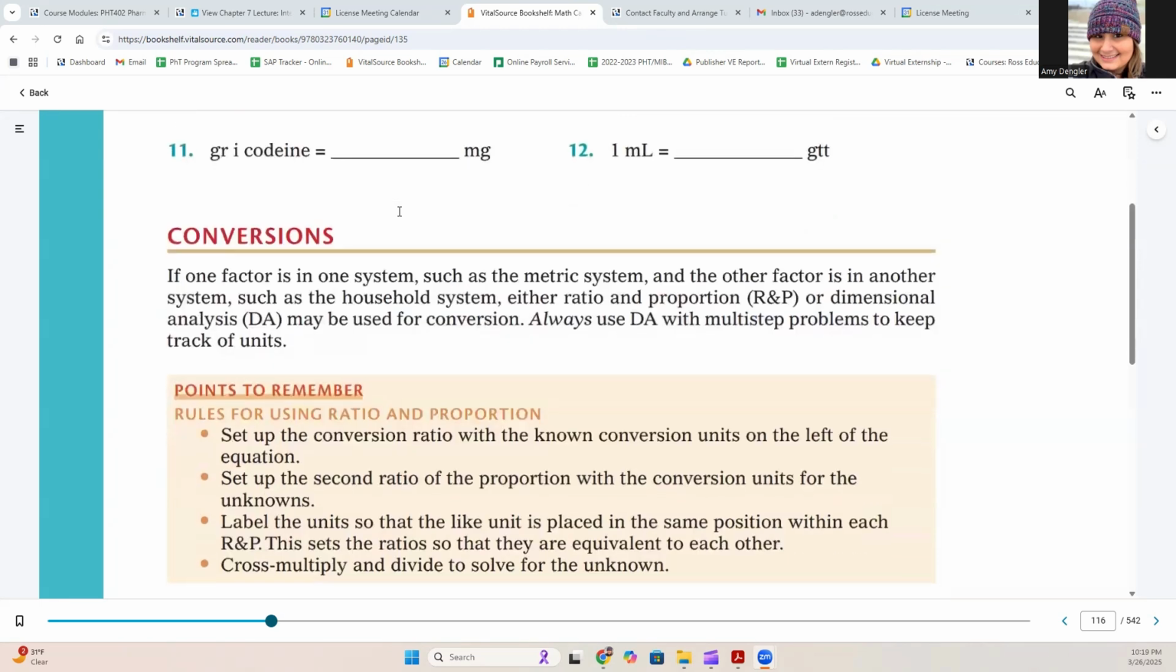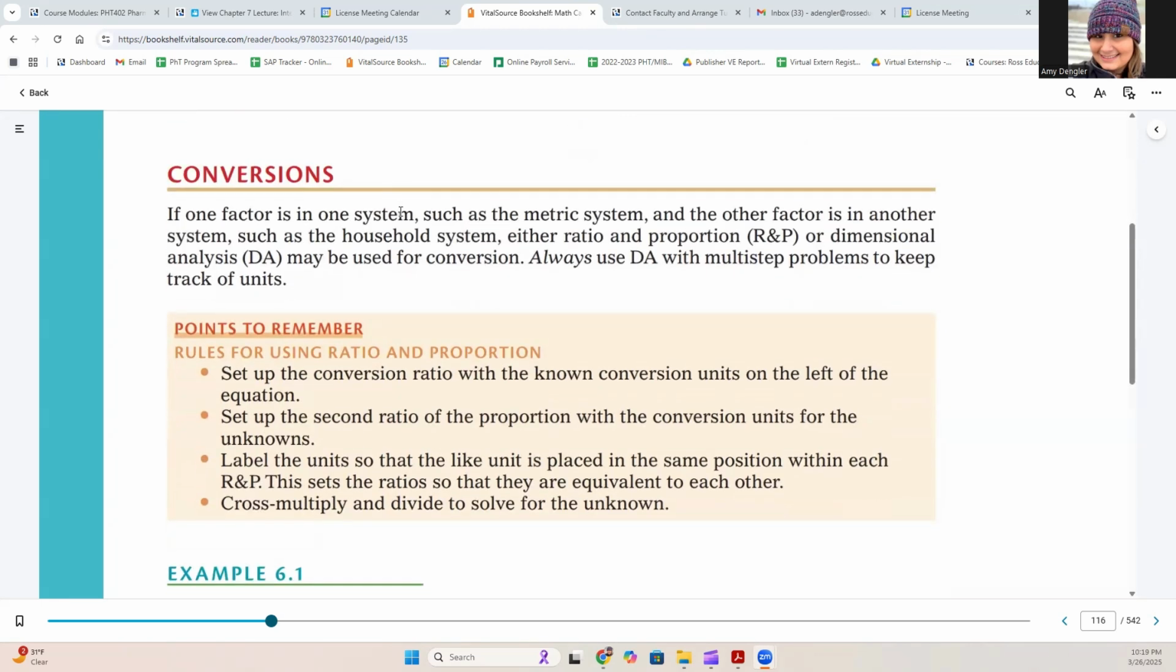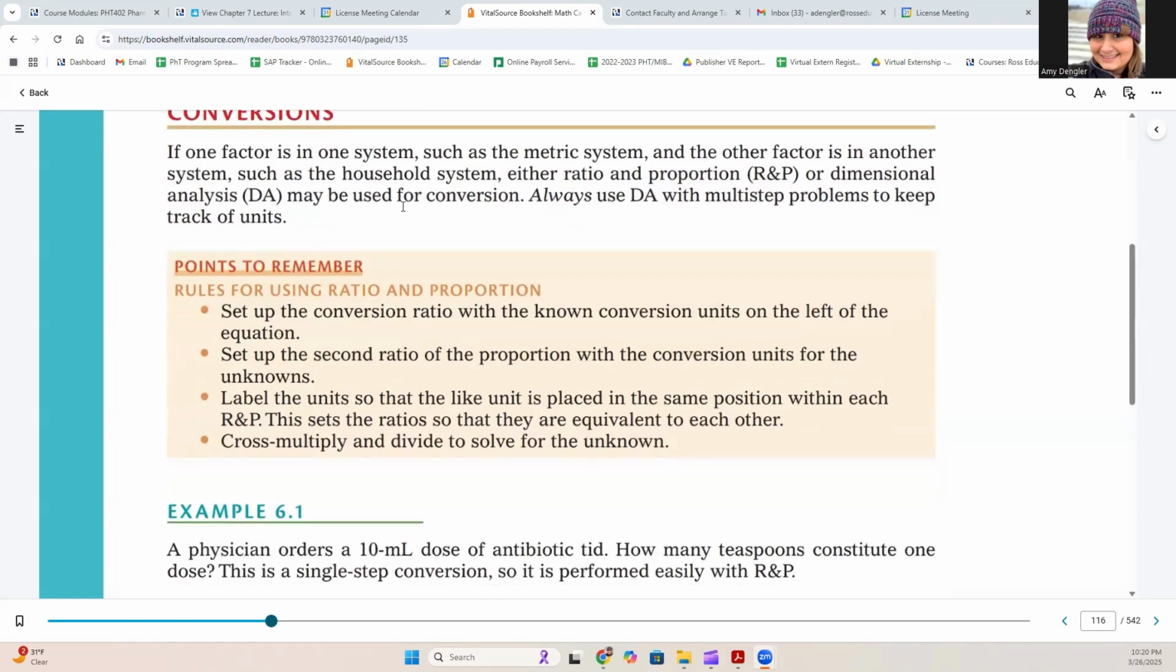If one factor is in one system, such as the metric system, and the other factor is in another system, such as the household, either ratio and proportion or dimensional analysis may be used for conversion. Rules for using ratio and proportion: set up the conversion ratio with the known conversion units on the left of the equation. Set up the second ratio, the proportion, with the conversion units for the unknowns. Label the units so that the like unit is placed in the same position within each ratio. This sets the ratios so that they are equivalent to each other. Cross multiply and divide to solve for the unknown.